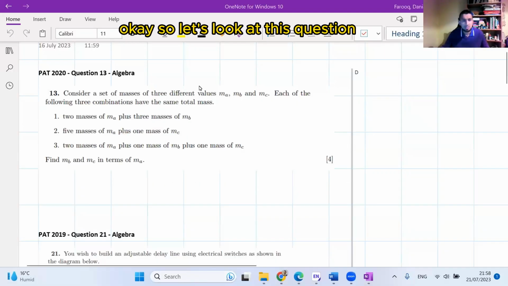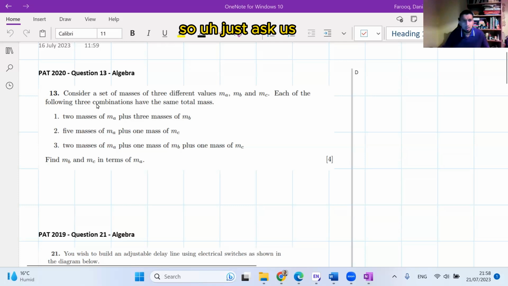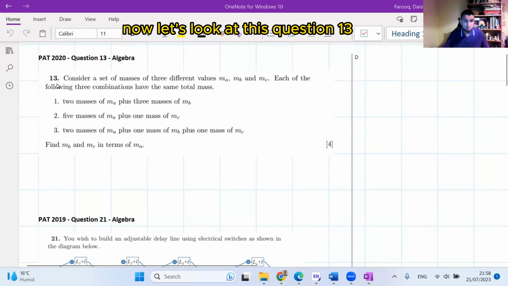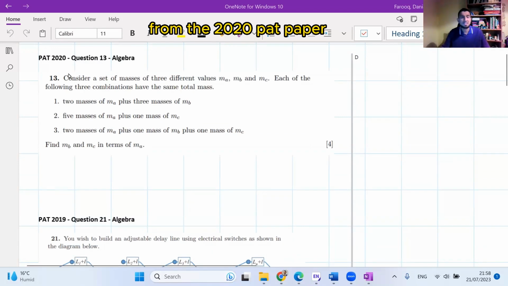Okay, so let's look at this question. This is algebra. Okay, so we're going to do algebra today. Now let's look at this question 13 from the 2020 PAT paper.